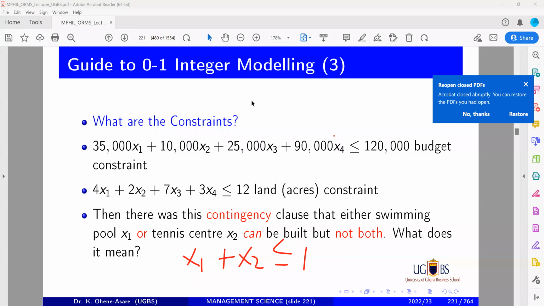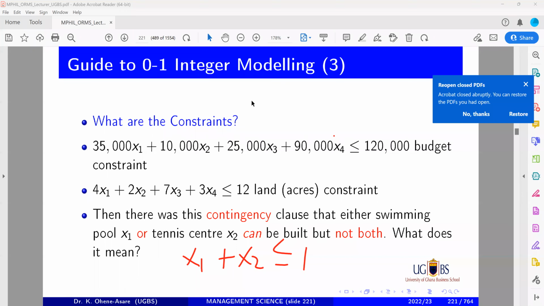Because the word one is being built. Anything below one is what? Is zero. Remember, we are dealing with binary. Anything below one is zero. It's not 1.5 because we are not dealing with decimals. So anything below one is zero, and zero means not building. So if I can build, then it means I can also choose not to build, which is zero. That is why it's less or equal to one.